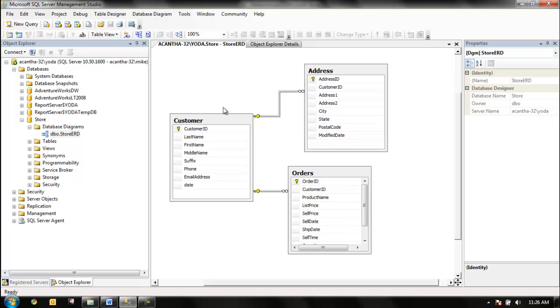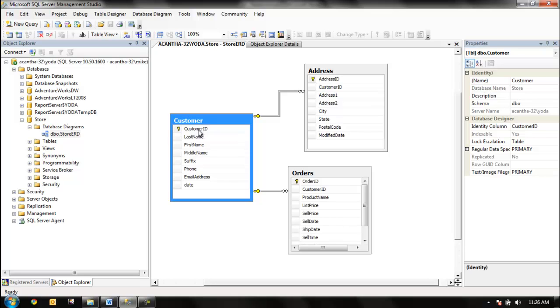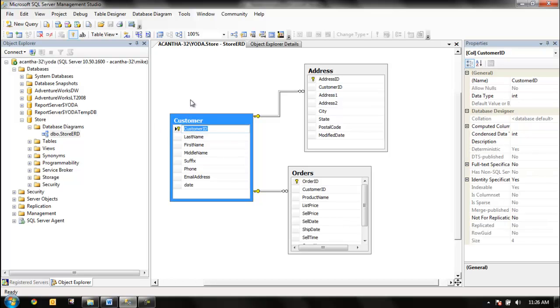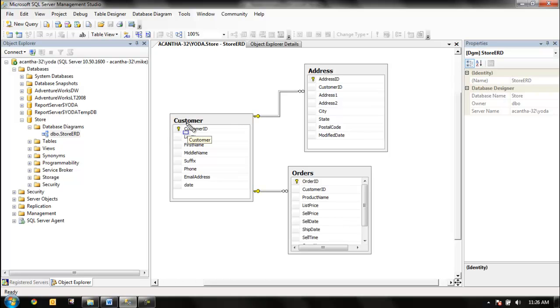Again, this isn't rocket science, it just takes a little while to absorb. Our customer's primary key is right here. Here is the little key in our diagram. This specifies that this is the primary key, and this little infinity symbol here means that the relationship is one to many, and that many can be any number.